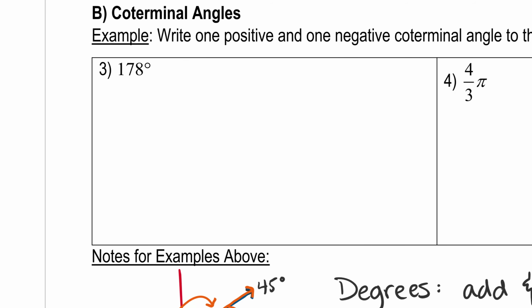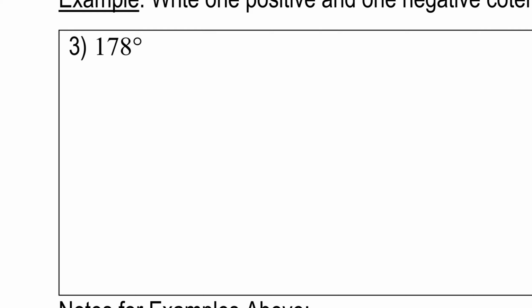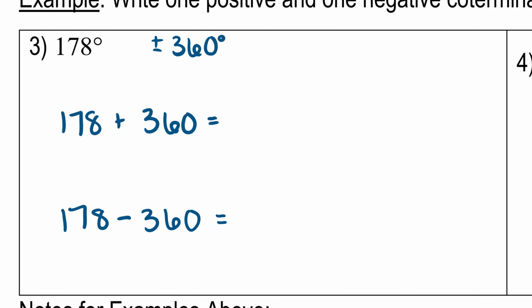Number 3 is 178 degrees. I want to write one positive and one negative coterminal angle. Because we have degrees, we're going to add and subtract 360 degrees. So I'm going to do 178 plus 360 and 178 minus 360. Those two answers, if they are positive and negative, would be my answers.